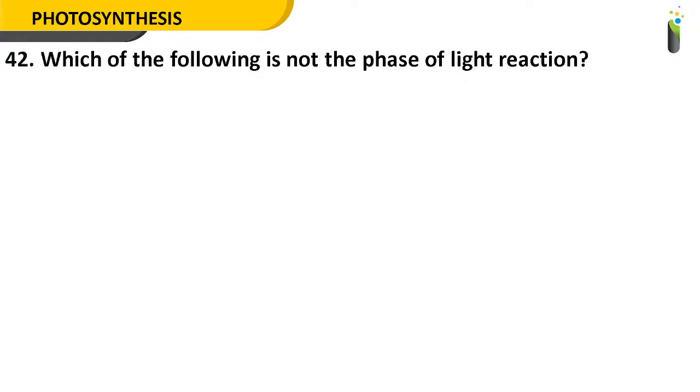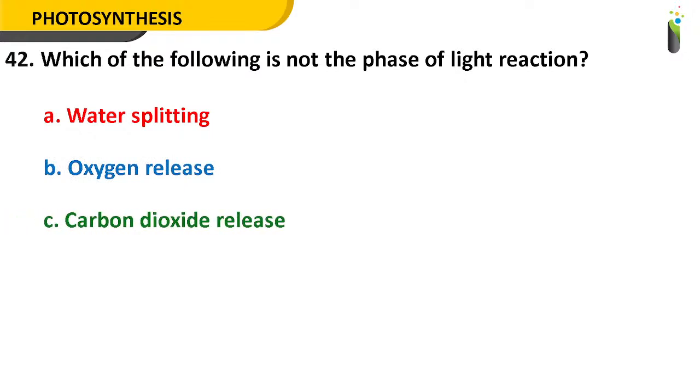Now, coming to the next question, number 42. Which of the following is not the phase of light reaction? A, water splitting. B, oxygen release. C, carbon dioxide release. D, light absorption. So which of the following is not the phase of light reaction?